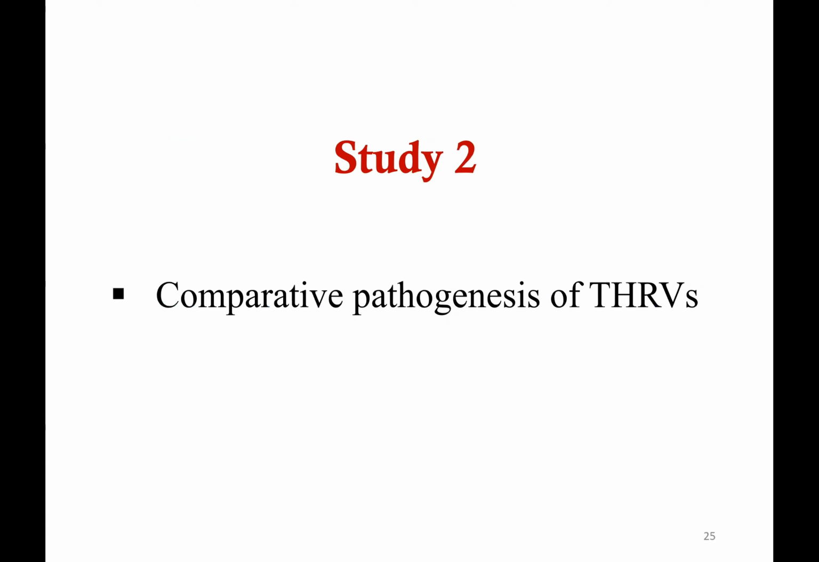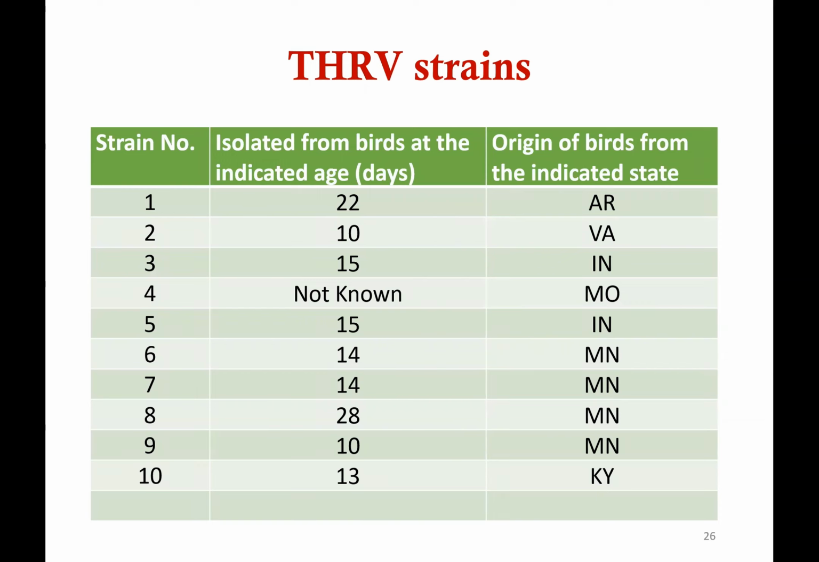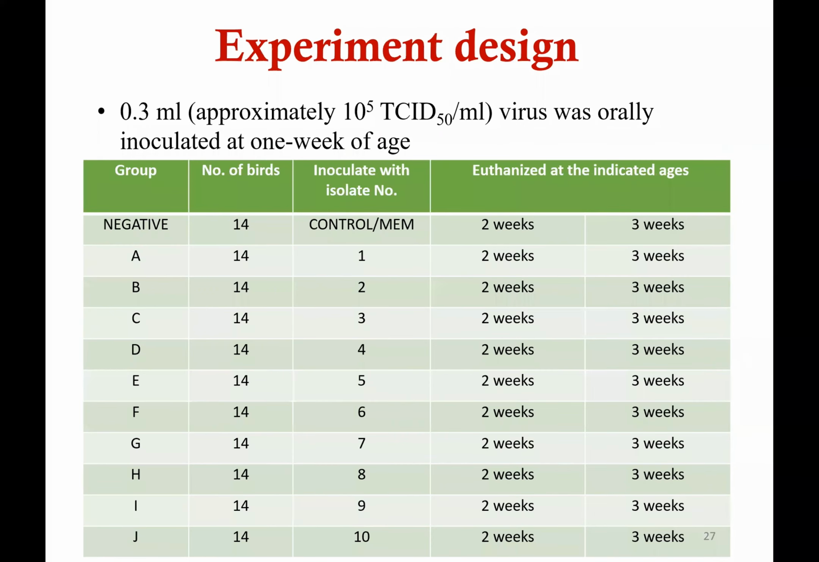Then we planned the second study on comparative pathogenesis of turkey hepatitis reoviruses, where we have 10 isolates from different states and different age groups. We followed the same experimental model that I mentioned previously; 0.3 ml virus was inoculated orally at 1 week of age. The only difference here is that due to limited funds, we kept these turkey poults for up to 3 weeks of age. So we euthanized half of the poults at 2 weeks of age and the remaining at 3 weeks of age.